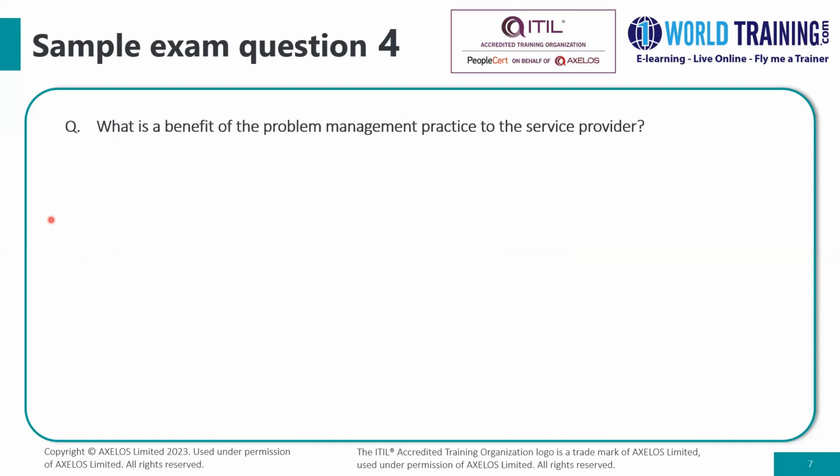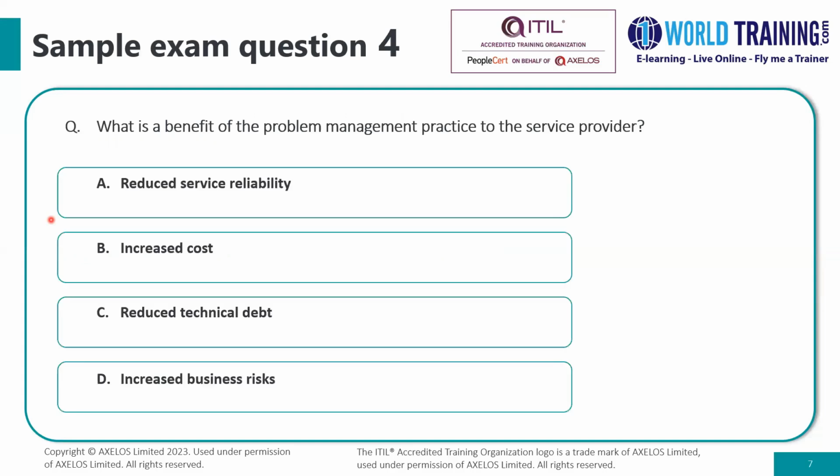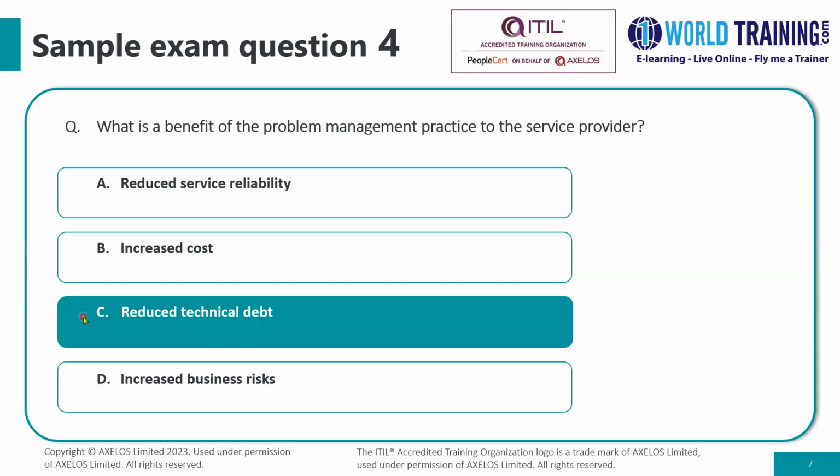Question 4, what is the benefit of the problem management practice to the service provider? A, reduced service reliability. B, increased cost. C, reduced technical debt. Or D, increased business risks. This should be an easier question. Note that the benefit is for the provider, not the consumer. Therefore, it cannot be A, reduced reliability, or B, increased cost, or D, increased business risks, but it will be C, reduced technical debt.